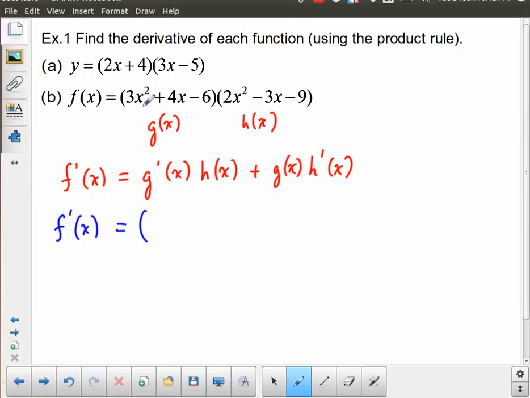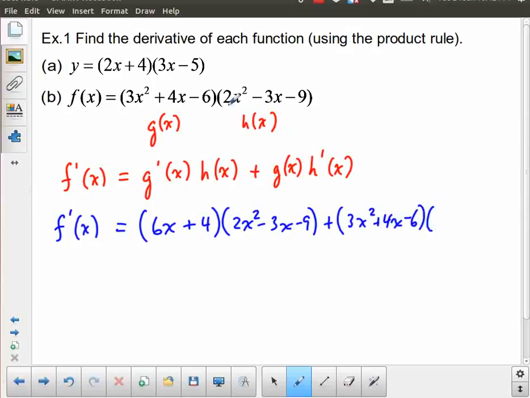So the derivative of 3x squared is 6x. The derivative of 4x is 4. And the derivative of negative 6 is 0 because it's a constant. So that's the derivative of the first times the second: 2x squared minus 3x minus 9, plus the first unchanged, 3x squared plus 4x minus 6, times the derivative of the second, which is 4x minus 3.